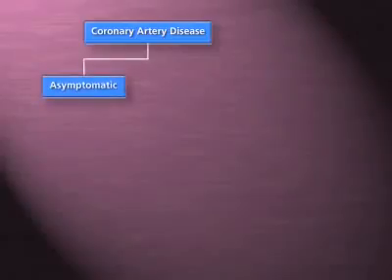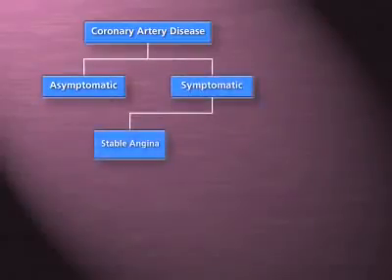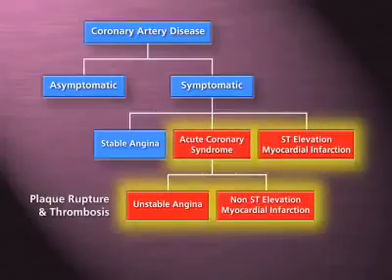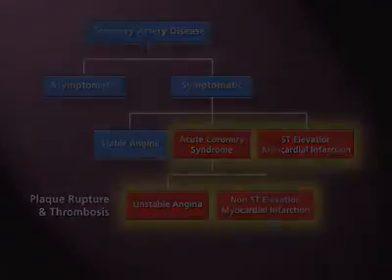In summary, patients with coronary artery disease may be asymptomatic, they can have stable angina, or they can suffer an acute atherothrombotic event. Plaque rupture with coronary thrombosis is the most common cause of acute, life-threatening coronary artery disease.